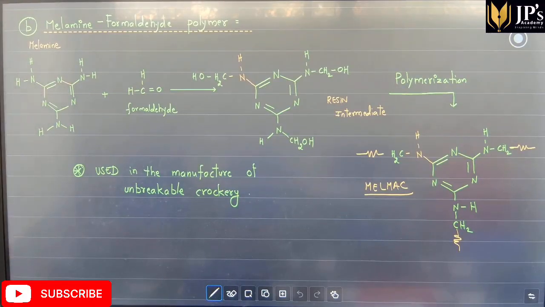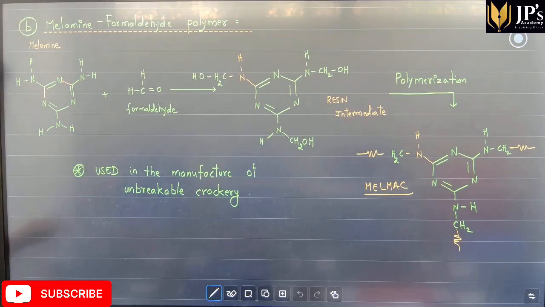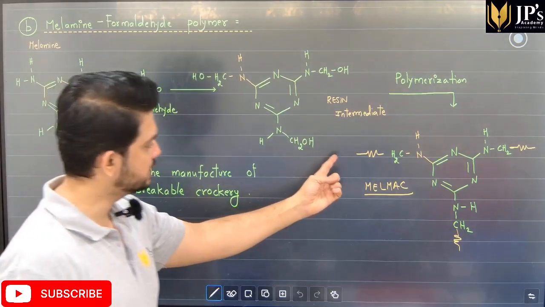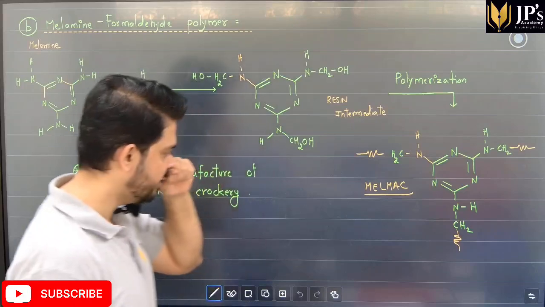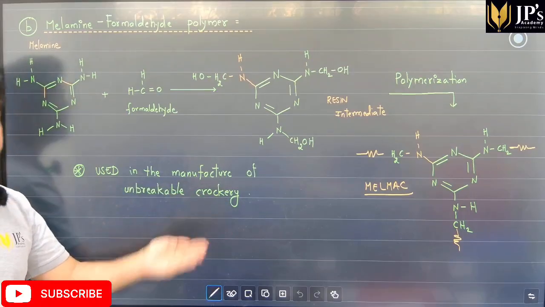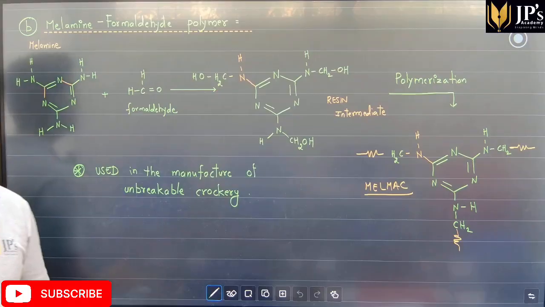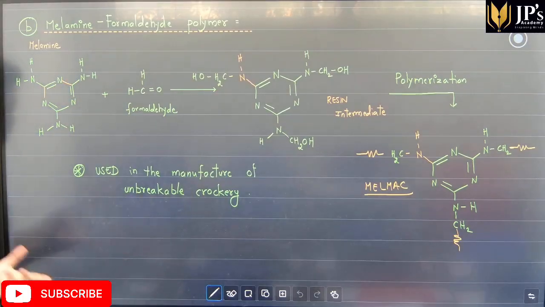Next, we have melamine formaldehyde polymer. So the monomer units are melamine and formaldehyde. This is the resin intermediate which is formed, which on heating again, you can say there is cross linking which takes place, and we have melamine formaldehyde polymer, which is also called melamac. Now look at this, students, used in the manufacture of unbreakable crockery. So this is what I was talking about. Some of these polymers may have unique uses which they might particularly ask.